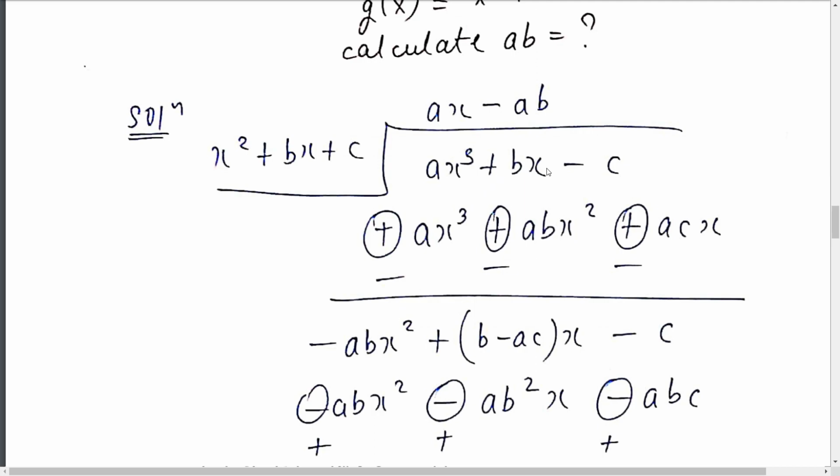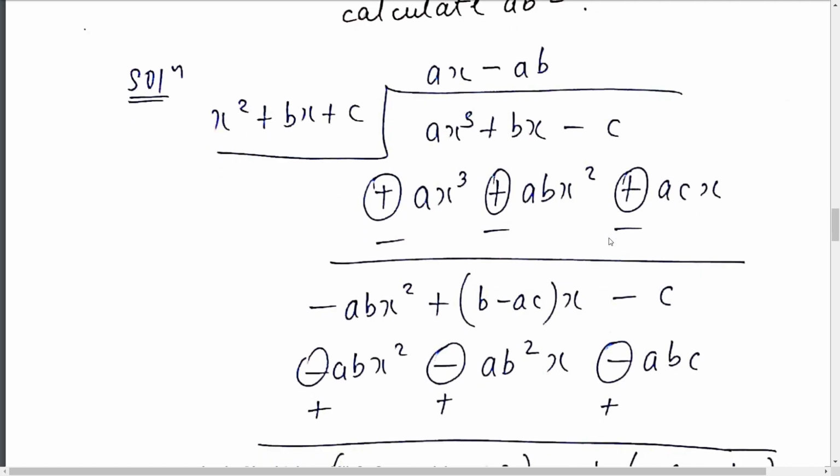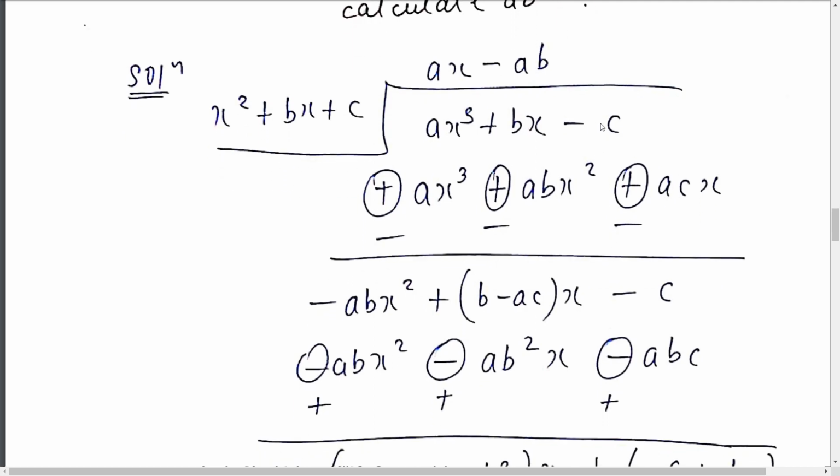Then I take x common in these two. The remaining is b minus ac. And the third one, minus c, is left, so minus c is written as it is. There is no constant term here, so this has become my new expression. Now I will multiply with minus ab here, because then it becomes minus ab x square.